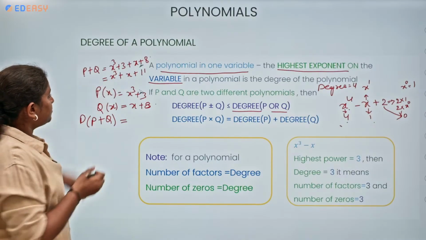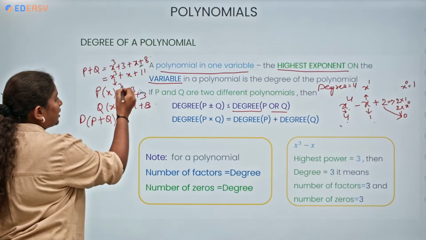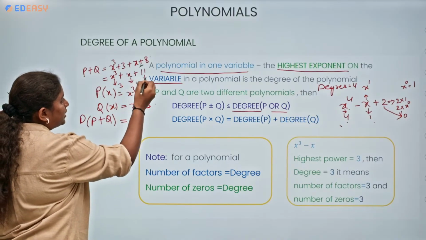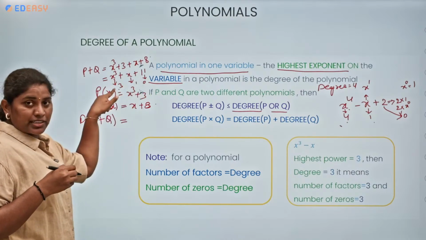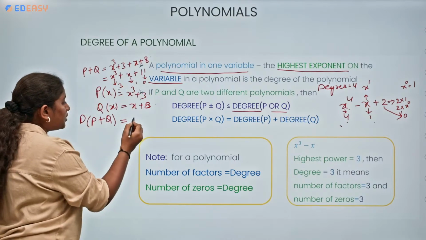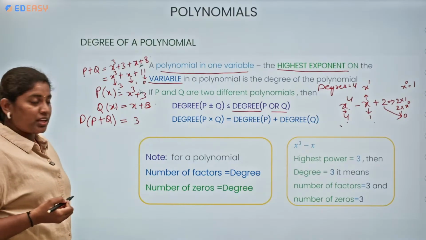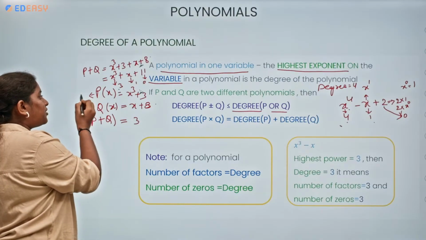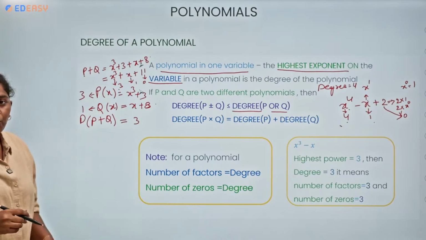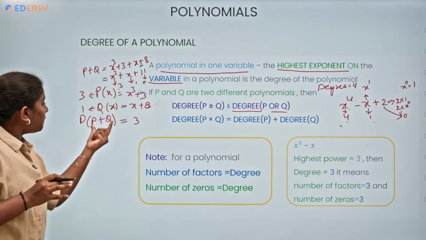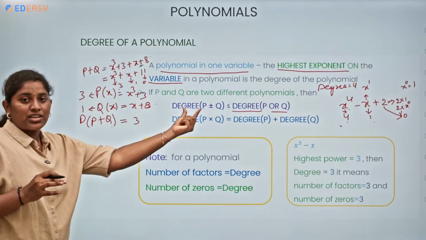Degree here will become, here it is 3 and here it is 1 and here it is 0. Okay. Now what is the highest power? 3. So degree of p plus q will become 3. Now what is the degree of p of x? 3. And degree of q of x? 1. So now try to compare these with our general statement.